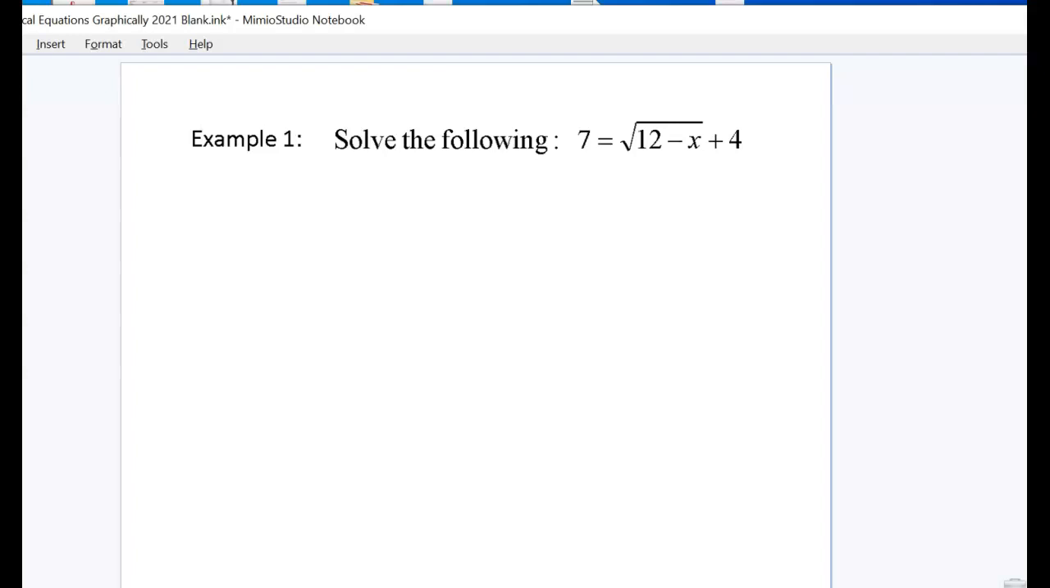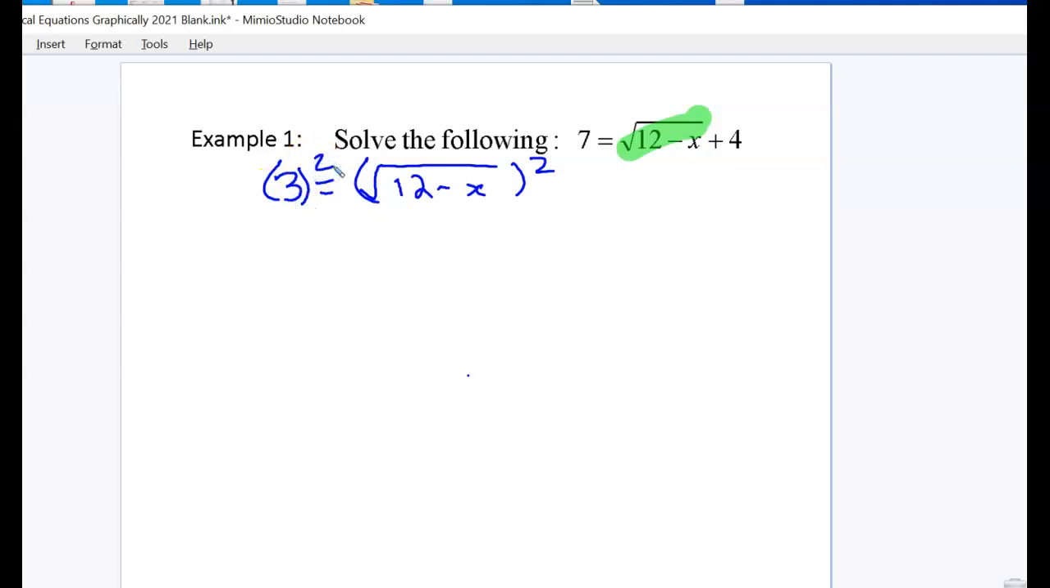When you're solving radical equations, the first thing you want to do is isolate the radical sign, meaning get it by itself. So I'm going to subtract 4 over to the other side, and I get 3 is equal to the square root of 12 minus x. And then I'm going to square both sides to get rid of the radical.